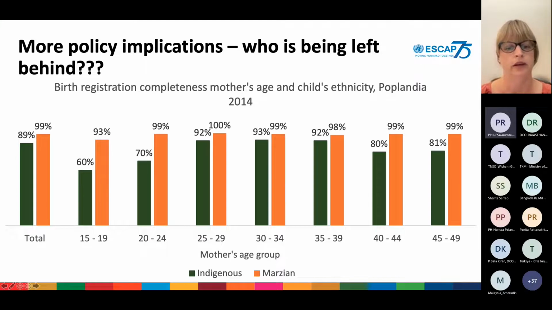So let's say that we look at mother's age and ethnicity. Then we can start to see that there's a lot more differential, especially in these younger ages. If you look at the Indigenous population, only 60% of teenage mothers registered their birth compared to 93% of Marzians. And for the young mothers, 20 to 24, 70% of Indigenous compared to 99% of the Marzians. We can see across the board at all age groups, the Indigenous have lower rates than the Marzians, but the differential is the biggest in these young mothers.